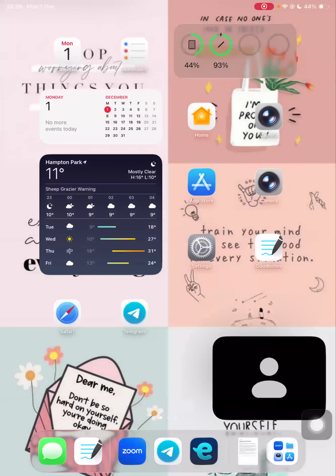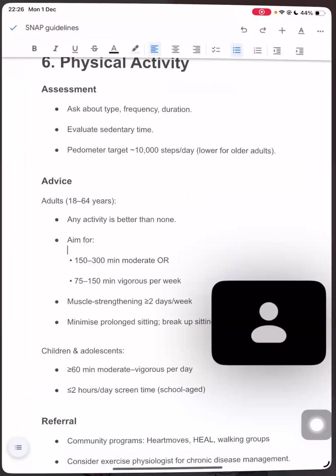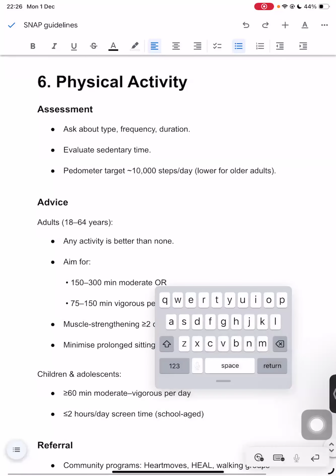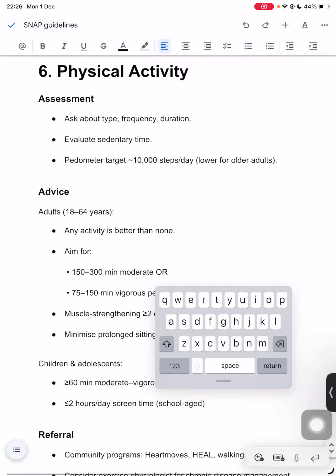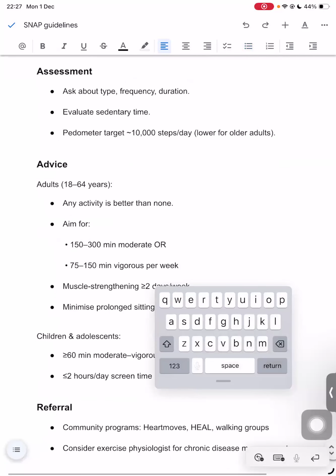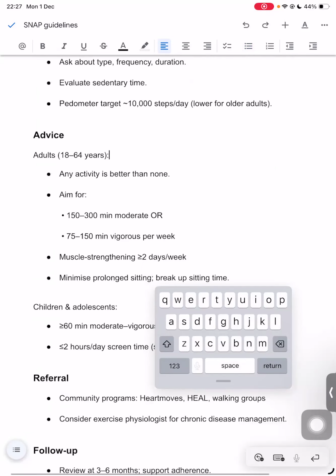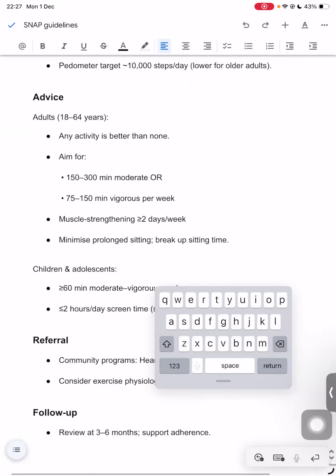Next one is physical activities. I'll send some questions in the group. Okay, physical activities. While doing the assessment, we can ask about the type, frequency, duration, and evaluate their sedentary time. The target is 10,000 steps per day, lower for older adults. Advice for adults 18 to 64 years old: any activity is better than none.